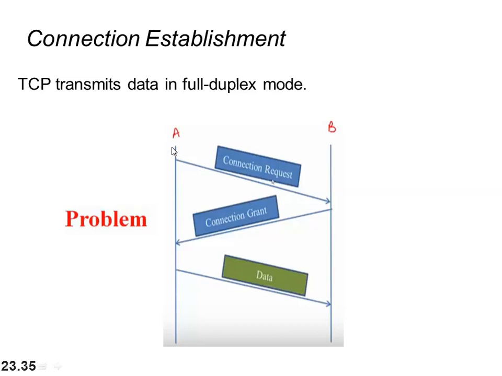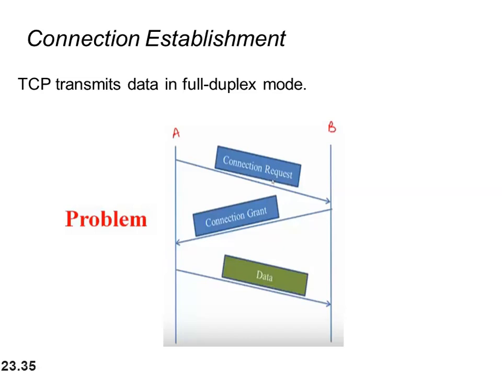Now for that, the figure that has been shown is the simplest scenario, wherein A is sending a packet called connection request to B, and in response to that, B is sending a connection grant. So once A gets the grant from B, it starts data transmission to B. So this is the simplest form of connection establishment, but the simplest form has many problems.